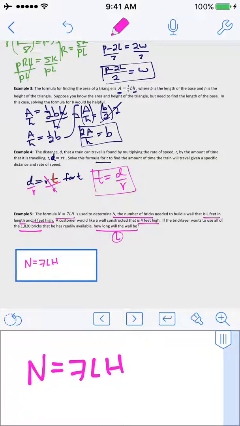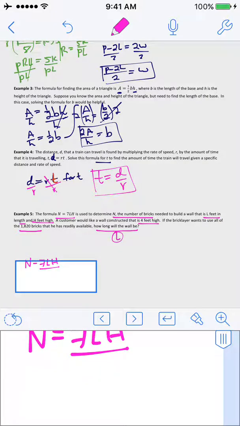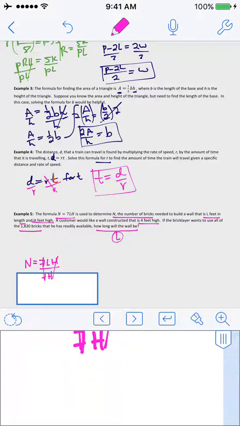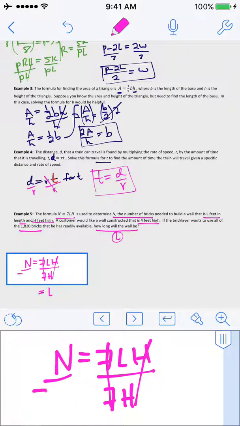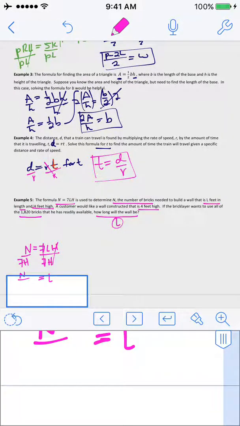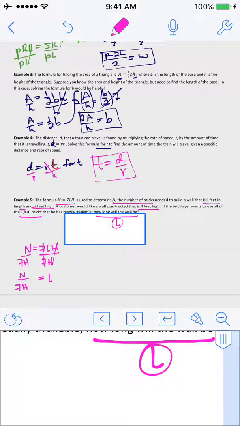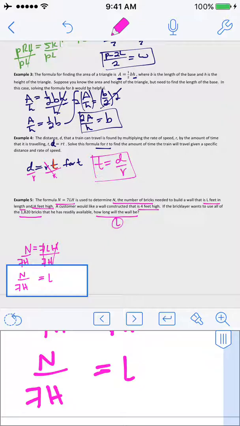We need L to be by itself. So let's go ahead and do that. I've got 2 things being multiplied, so I can divide by 7 and divide by H. That way they cancel out and I'm left with L. What I do to one side, I must do to the other. So divide by 7H. It looks like L is equal to N over 7H. That's my new formula. Now the reason I wanted to solve for L was because it was the only thing I didn't have a number for.